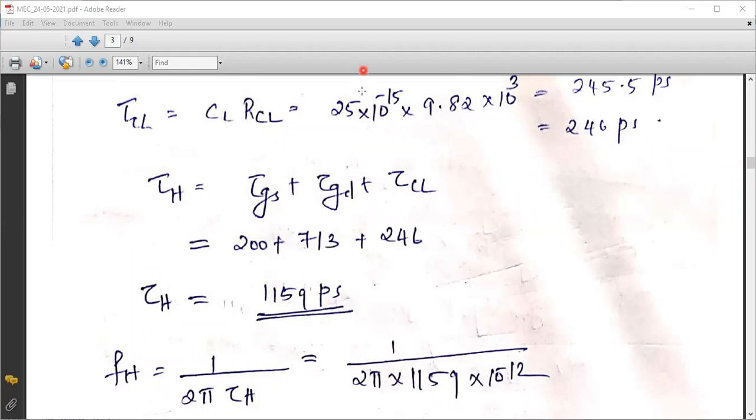Yes, please. 1159 picoseconds means 1159 into 10 to the power minus 12. So after solving this, you will get a big answer, right? That will be in hertz. Convert that hertz into megahertz and tell me.